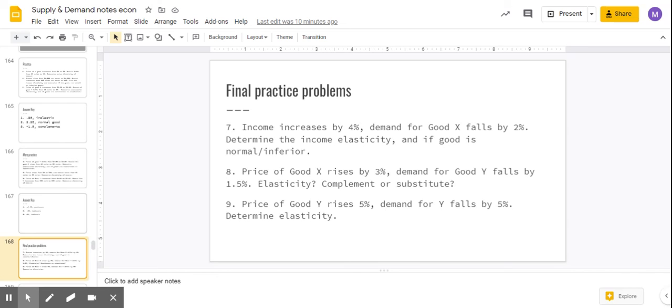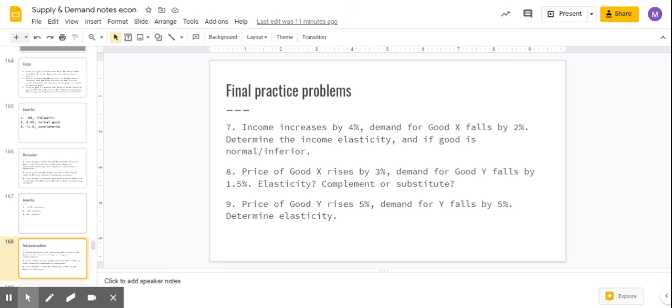All right, for number 7, income elasticity. We're using positives and negatives for 7 and 8, and absolute values for 9. For number 7, income is increasing, so it's +4, and then a -2. Demand always goes on top. 2 divided by 4, you're going to get negative 0.5. Because of that, these are inferior goods. When people make more money, they buy less of inferior goods. It's proven right there, negative 0.5.